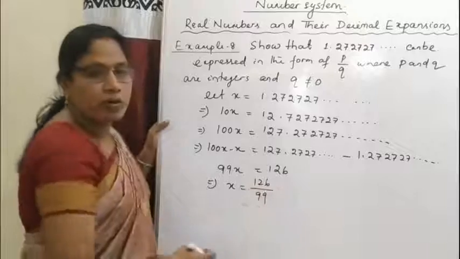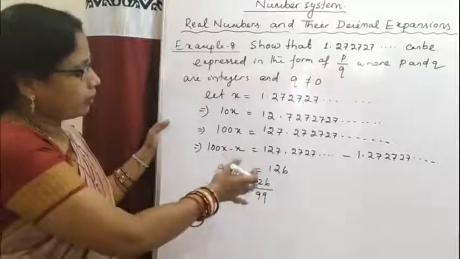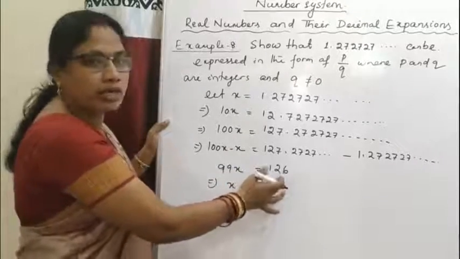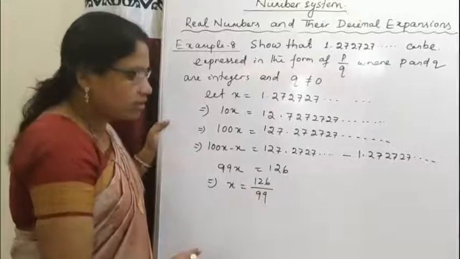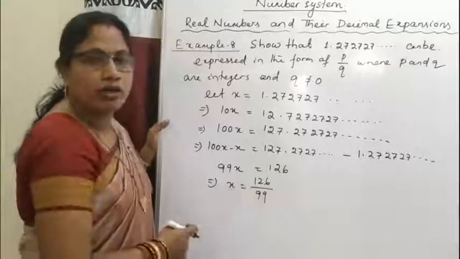So this is in the form of p by q, where p and q, 126 and 99, both are integers and q is also not equal to 0.